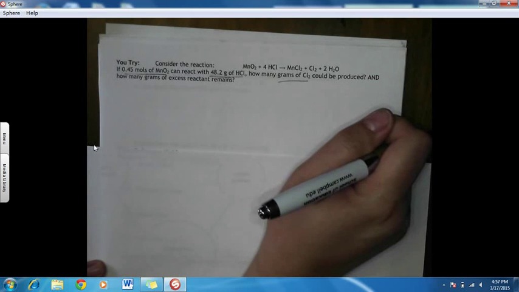Okay, so in this problem I gave you the balanced equation. It tells us we have 0.45 moles of MnO2 that are reacting with 48.2 grams of HCl. How many grams of chlorine could be produced? Right, and how many grams of the excess reactant remains? So we have two things we have to figure out.